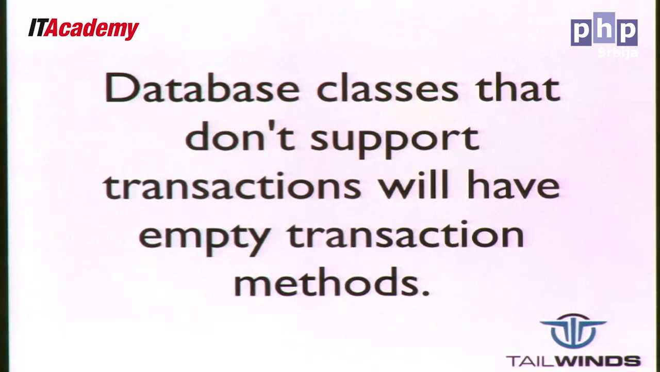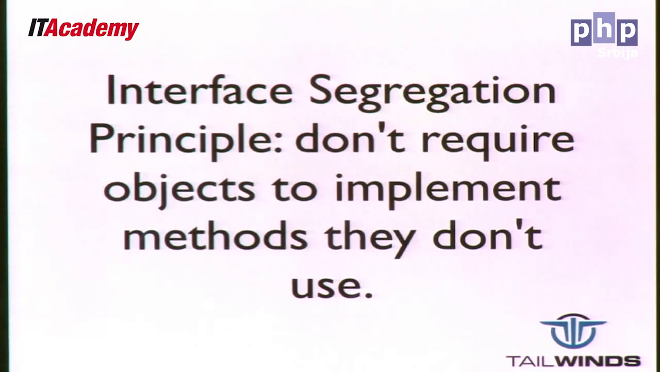So the problem is that for those that don't support transactions, they're going to have empty methods for those transactions, or they're going to throw a bad method or a not implemented exception or something like that if you call them. Now, the interface segregation principle says that we shouldn't do that. Objects should not have to implement methods that they don't use, that their interfaces should be small and compact enough that they only implement the methods that they actually need.